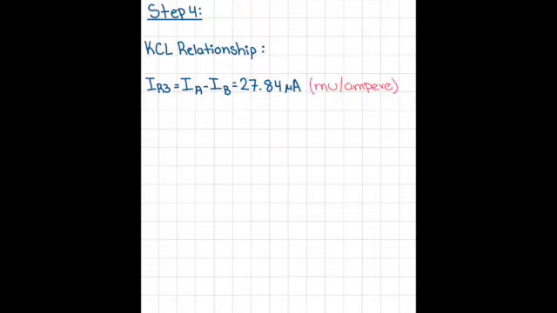Hello, my name is Eric and I'll be doing part C of the assignment. I will be explaining the KCL relationship. The equation we have is the current through R3 equals IA minus IB equals 27.84 microamperes. This means only a small current flows down through the middle resistor R3.